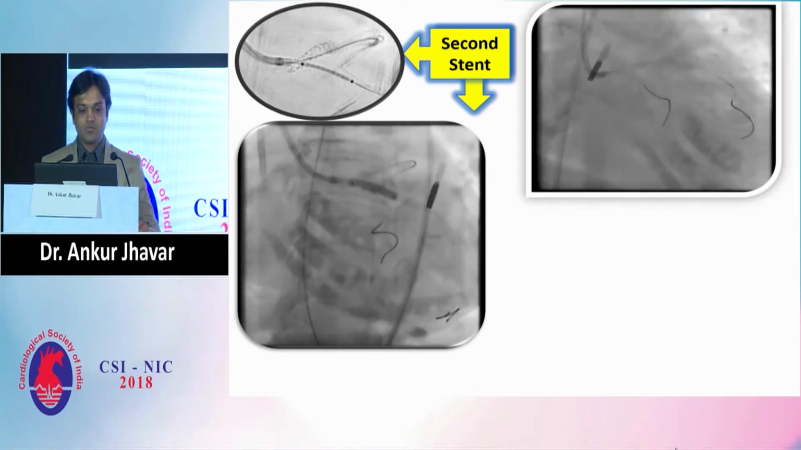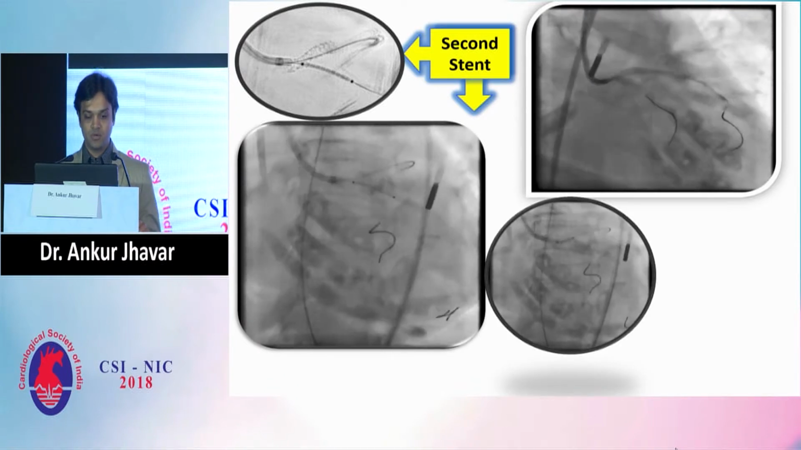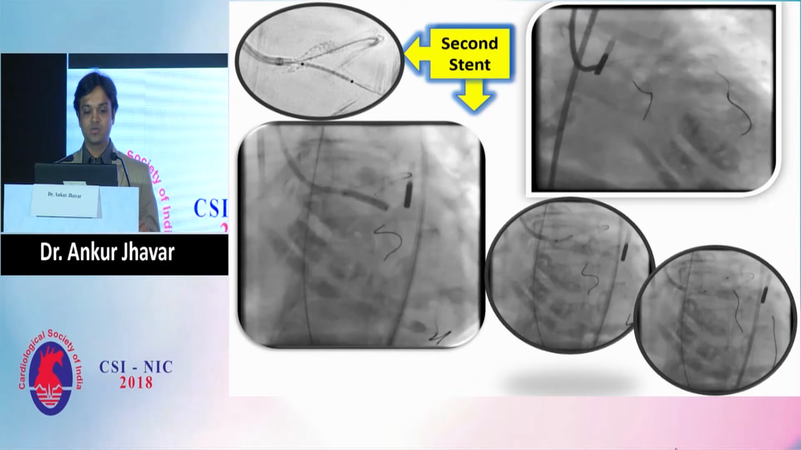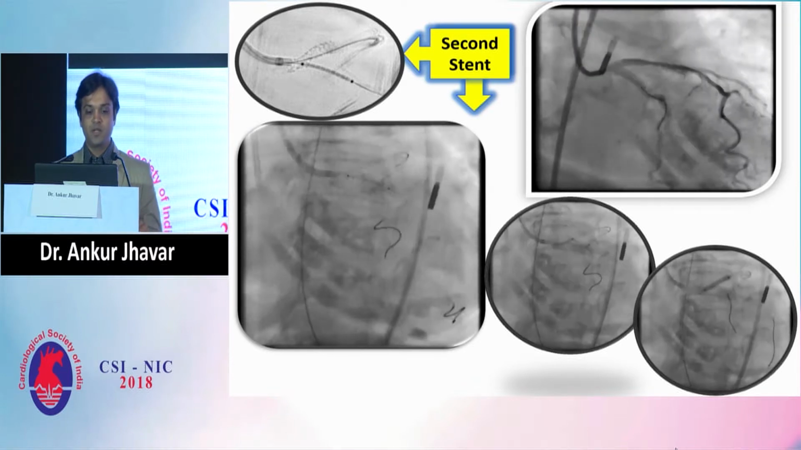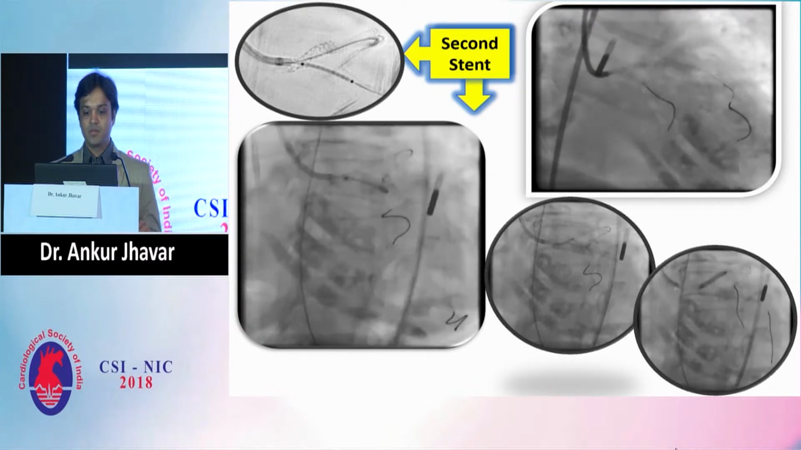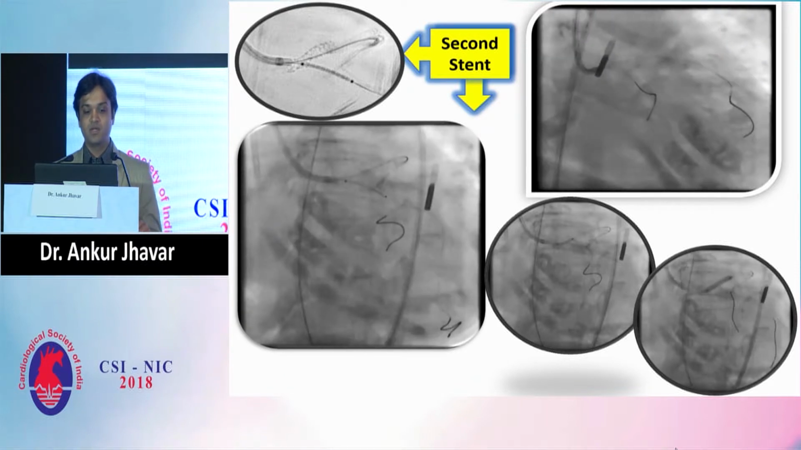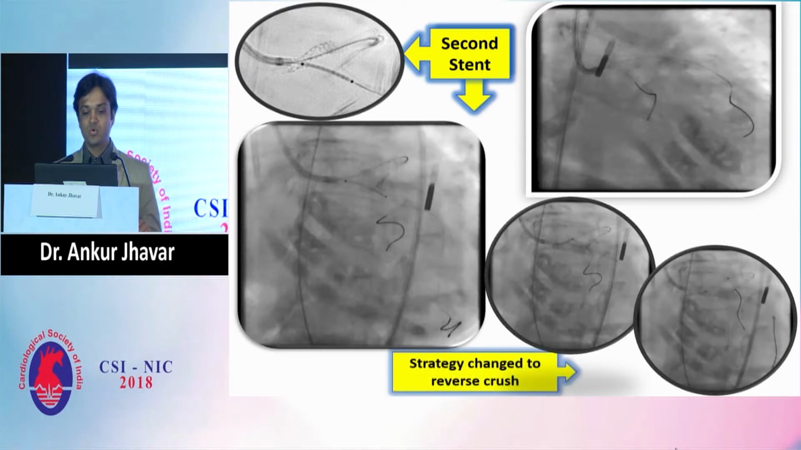Now for initiating the TAP stenting, the second stent we took was this 3.5 by 16 Orsiro stent into the circumflex via the left main LAD stent, and it was deployed there. But again, there was another difficulty: during the deployment of the circumflex stent, the struts of the circumflex stent protruded into the left main to LAD stent. So again on table we had to shift our strategy from TAP to reverse crush.